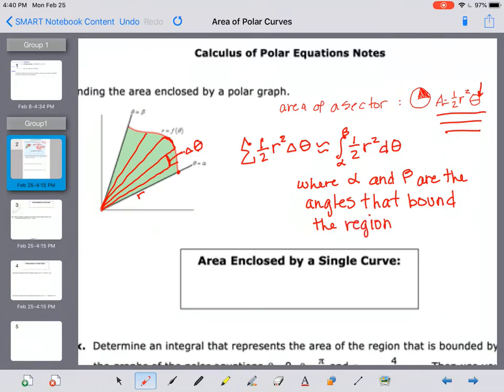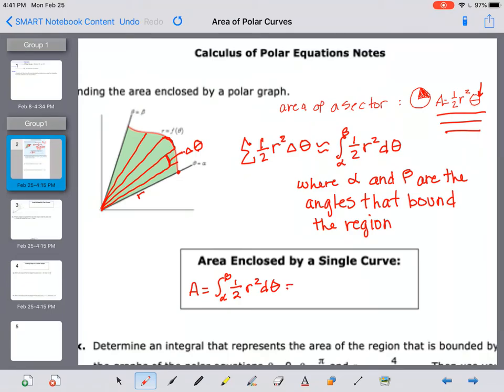So the formula to find the area enclosed by a single polar curve, this is only one curve, of course, is a very simple formula. It's just the integral from alpha to beta of 1/2 r squared, our r being our polar curve, with respect to theta. Because remember, in class we talked about theta being our independent variable. So that makes sense that we're taking the integral with respect to theta, and that's the variable in our problem.